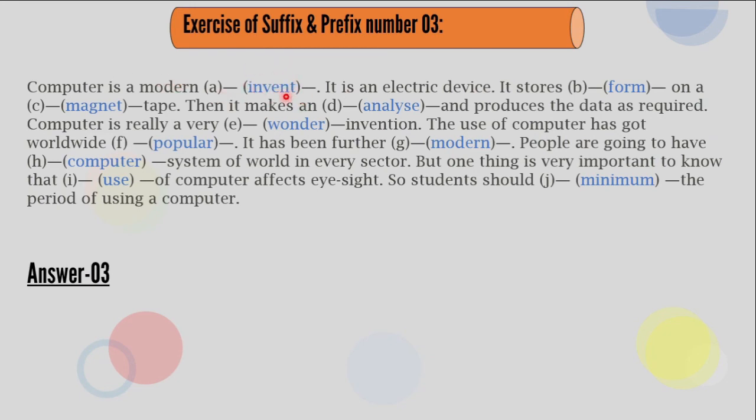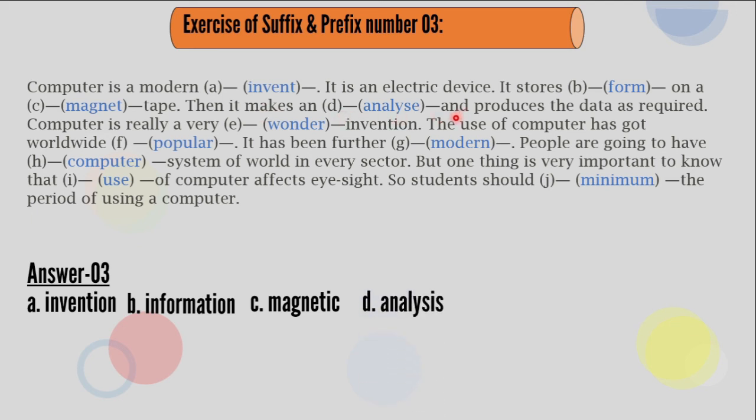One kind of its invent, not invent, is invention. We have to make it a noun, invention. It is an electronic device. It is store dash, store is a verb, after which a noun must come, information on the dash tape. Magnet means the one that is a magnet, and if it is of magnet type, what will it be, magnetic tape. Then it makes and dash, the analyze is there, so make analysis and produces the data as required.